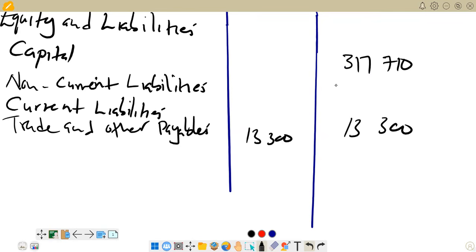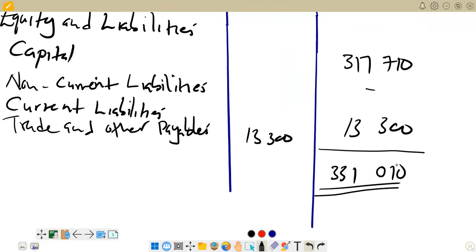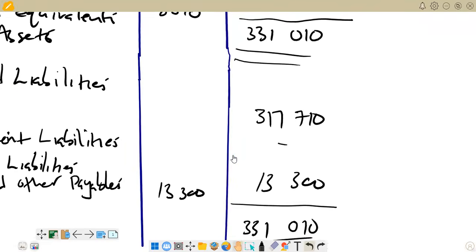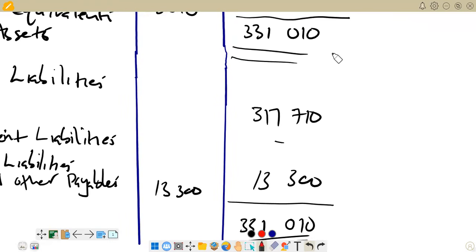Then we add the figure for capital plus the figure for current liabilities. Remember, here we don't have anything for non-current liabilities. So we add the two to get the second balancing figure. If you add 317,710 plus 13,300, you're supposed to get 331,010. And remember, this represents the accounting equation, whereby total assets is equal to the total for equity and liabilities. We see that these figures are the same, meaning we've correctly prepared our balance sheet. So that's what we have on the first part.